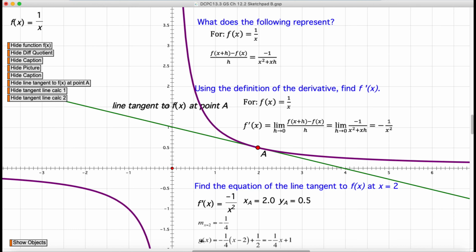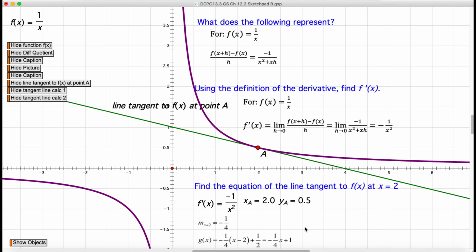So then I can write a line equation, and we're going to label the line equation g of x. This is going to be m times x minus h plus k, and I get negative 1/4 times x minus my x value from my coordinate point, 2, plus the y value from my coordinate point, 1/2 or 0.5. And by distributing the negative 1/4 and adding and combining like terms, I get my tangent line equation as negative 1/4 x plus 1. And that's in my y equals mx plus b format.